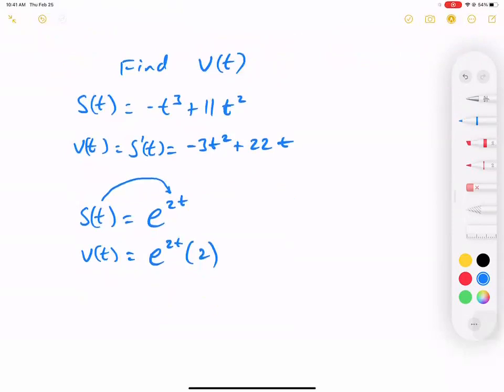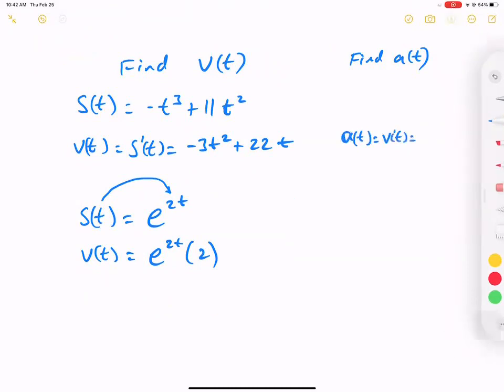What is acceleration? If I then find a of t, okay, find the acceleration. Well, the acceleration is the derivative, a of t is the derivative of the velocity. They're totally related that way. So we just take the derivative one more time, and we end up with negative 6t plus 22.